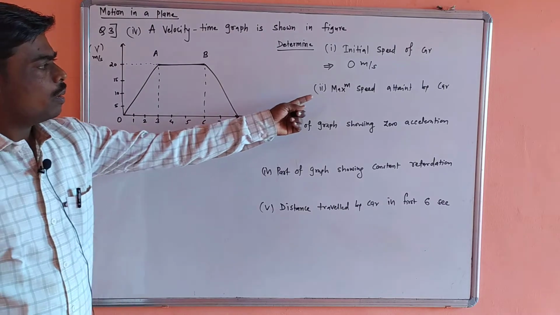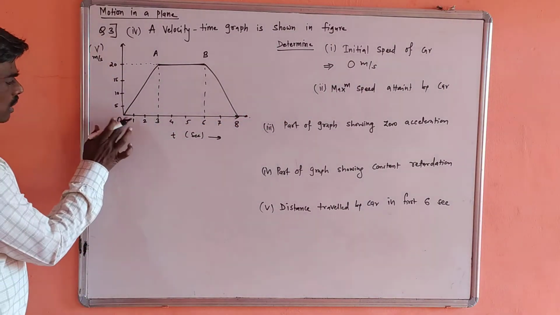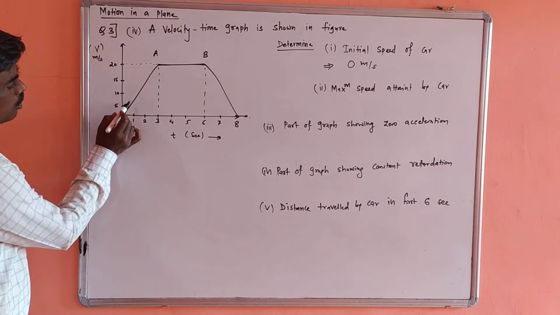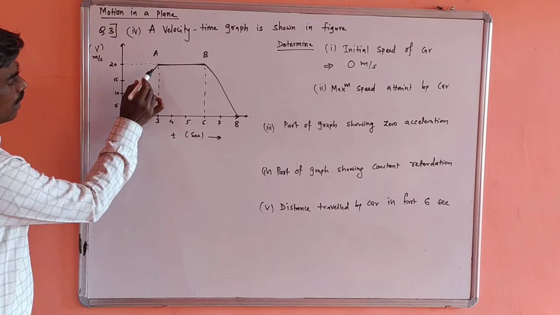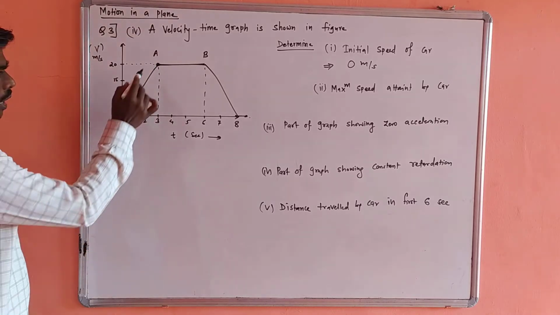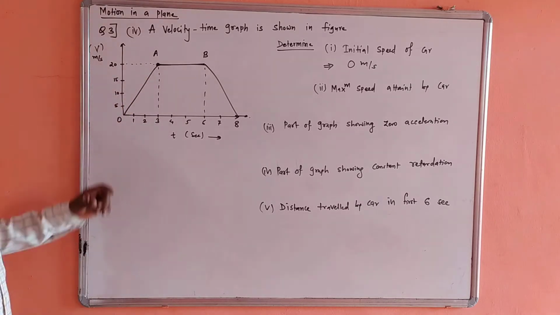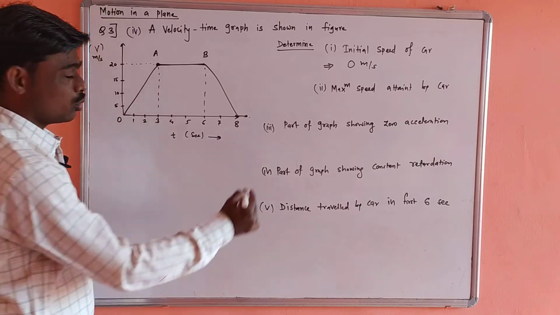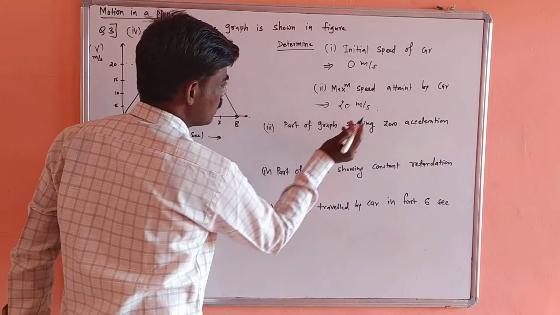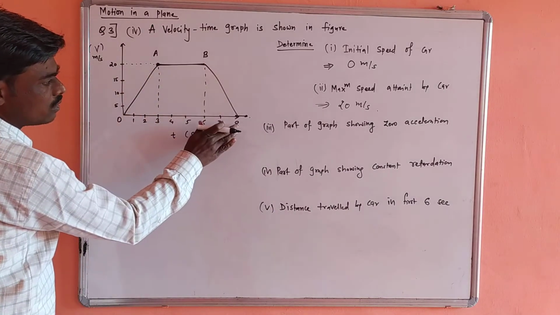Then second question, maximum speed attained by car. So see in this graph, as time increases, the speed of car also goes on increasing, and it achieves maximum value at point A. So at point A, the velocity of that car, that is speed of the car, is 20 meter per second. So maximum speed attained by car is 20 meter per second. Later on that speed remains constant and then it decreases.